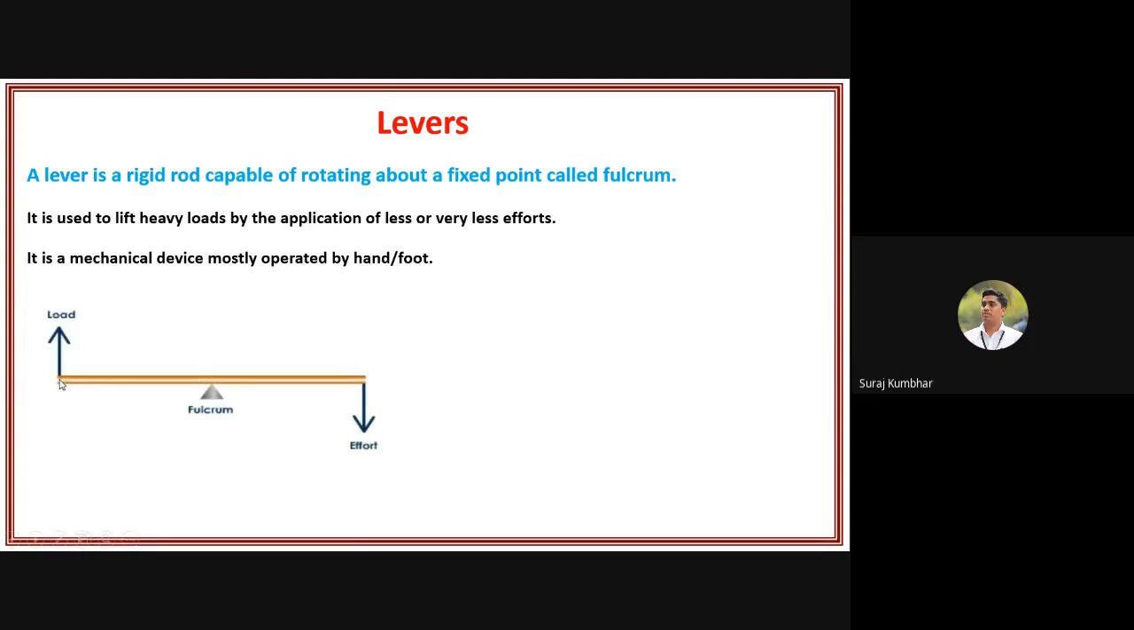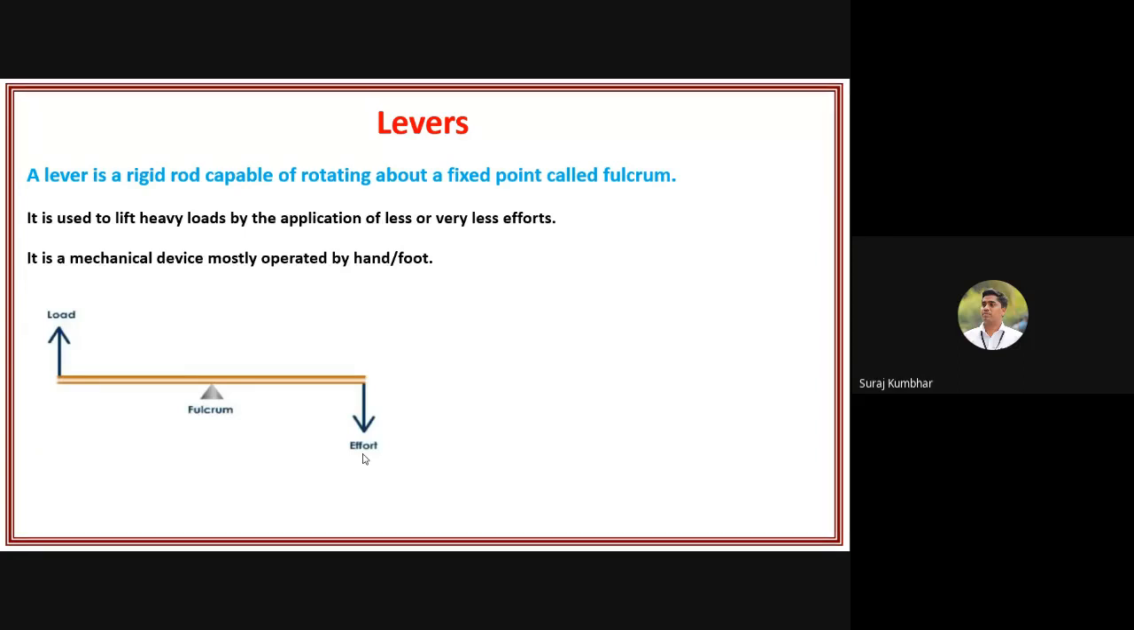Here is the diagram which shows what a lever is. This golden rod is nothing but a lever. At the center is the fulcrum, which is a fixed point. On the right-hand side you apply the effort, and on the left-hand side you lift the load. The best example is the seesaw, which you have already played with in a garden.